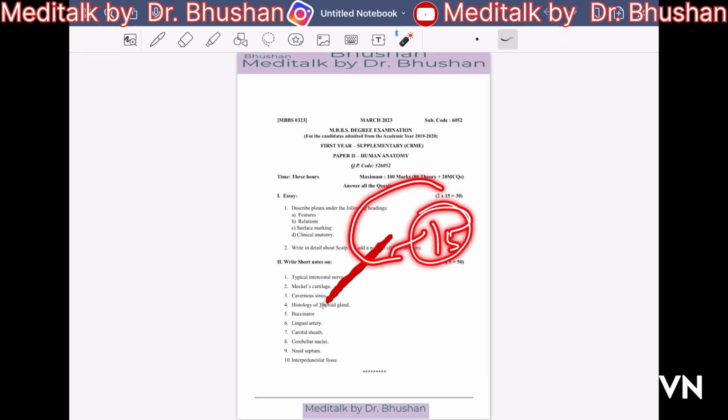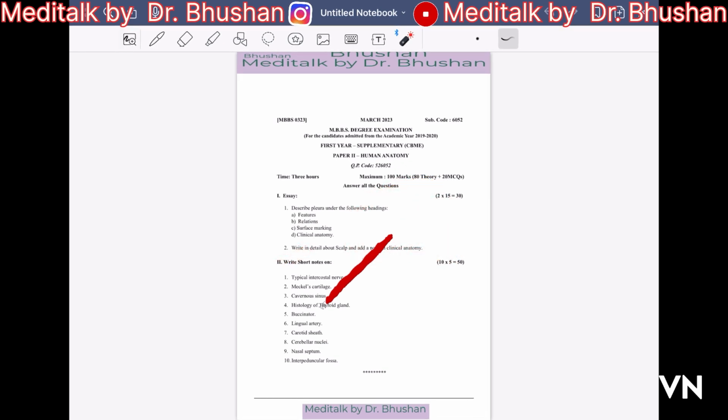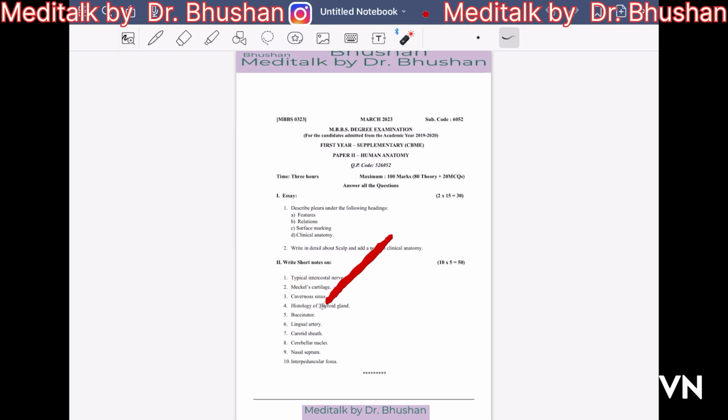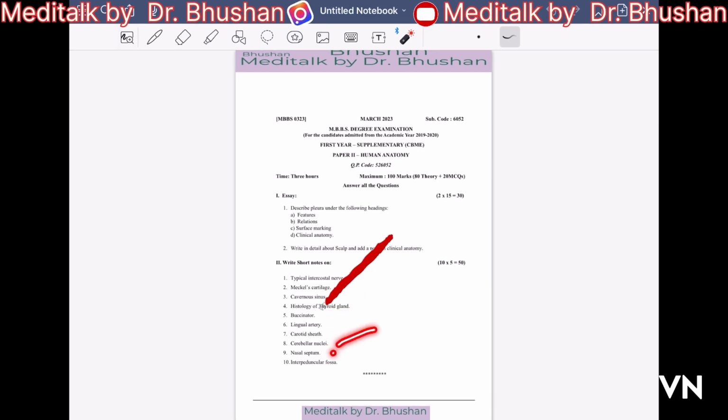Now draw diagrams. Write short notes on the following for the 50 marks, 5 marks each. Typical intercostal nerve, Meckel's cartilage, cavernous sinus, histology of thyroid gland, buccinator, lingual artery, carotid sheath, cerebral nuclei, nasal septum, interpeduncular fossa.